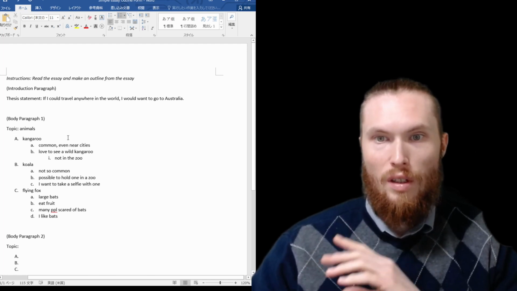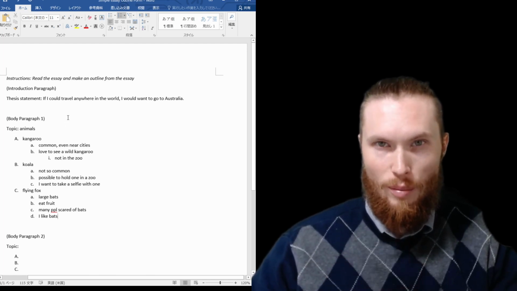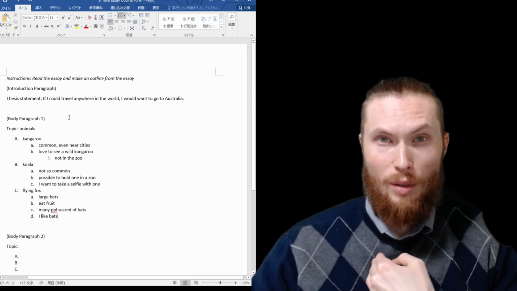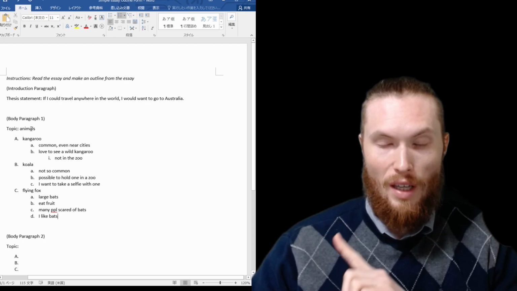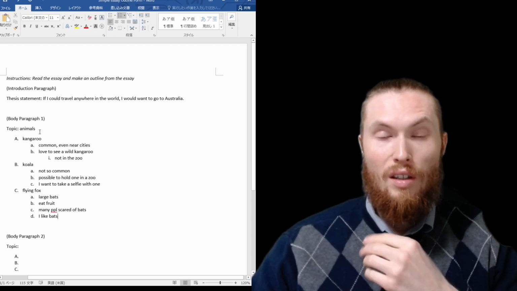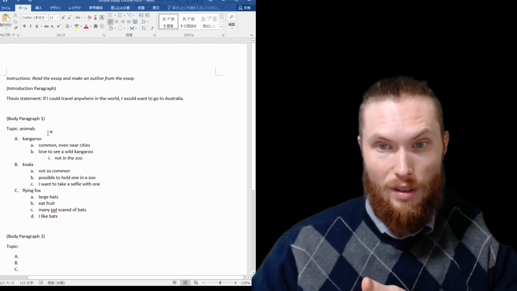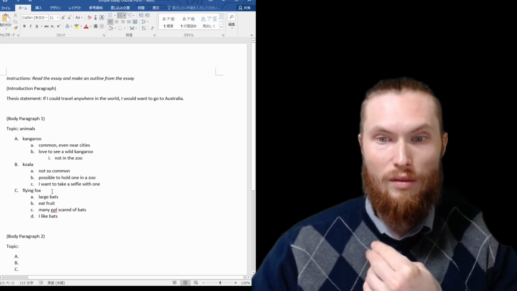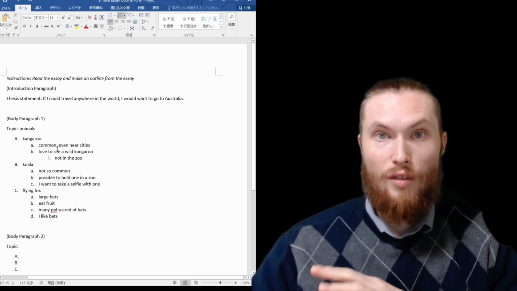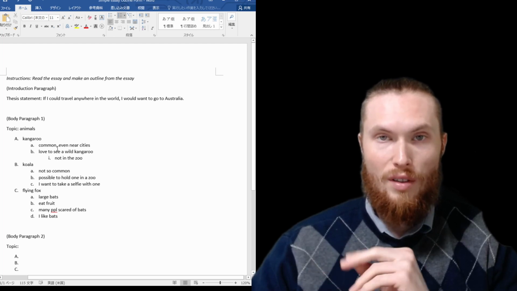So notice, again, the thesis statement: if I could go anywhere in the world, I would go to Australia. Why? First reason is the animals. So why are the animals interesting? There are 3 interesting animals: kangaroo, koala, and flying fox. And then more information about why each animal is interesting.